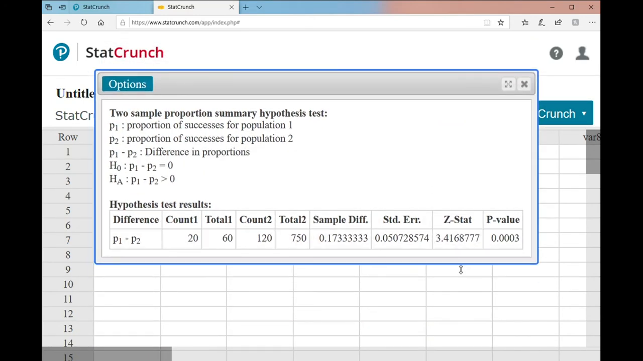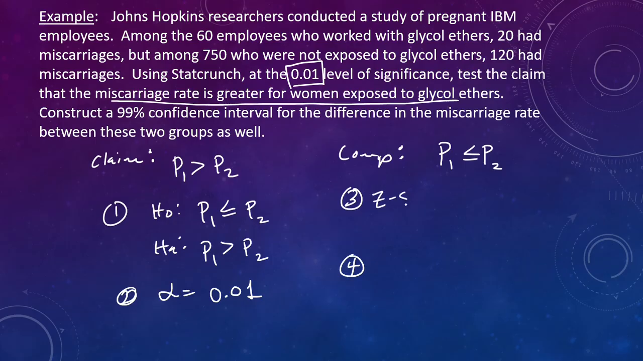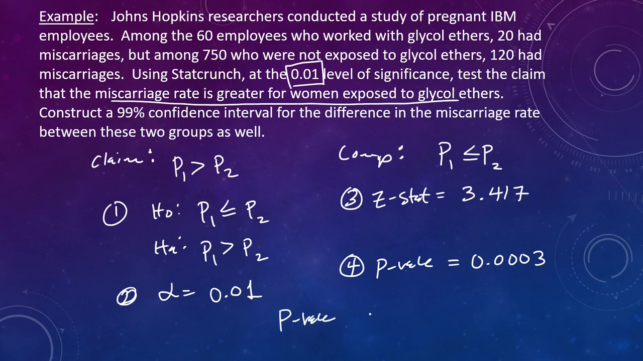And our Z statistic is 3.42, and our p-value is 0.0003. From StatCrunch, the Z statistic is equal to 3.417, and our p-value is equal to 0.0003. And of course, in step 5, we always ask the same question: is the p-value less than alpha? Is 0.0003 less than 0.01? Yes, it is.